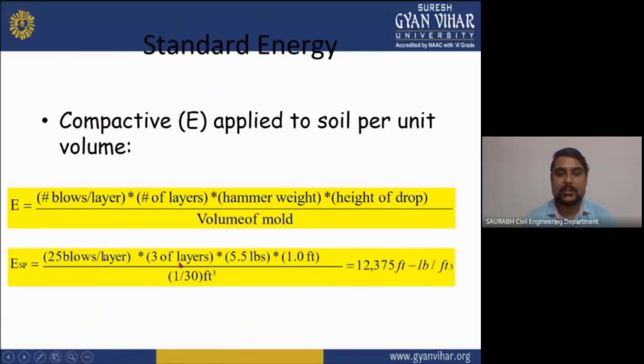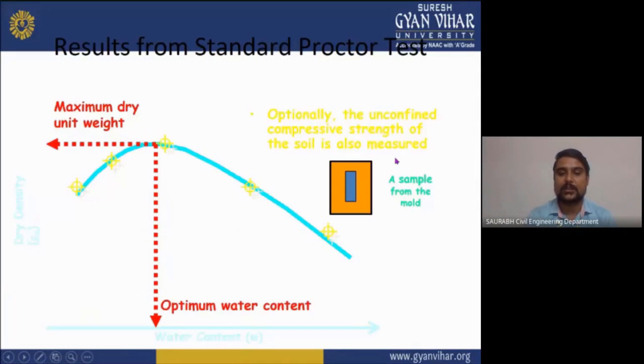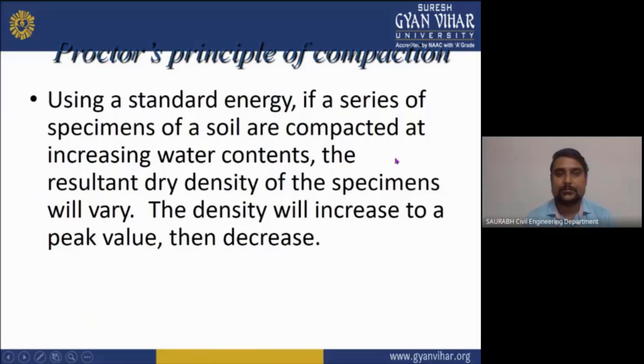Now, what is the standard energy? Standard energy is also a factor which is involved in the compaction of a soil. Compactive energy applied to the soil per unit volume will be equal. You can see here, this is the graph which we have to plot during the compaction by the standard Proctor test.